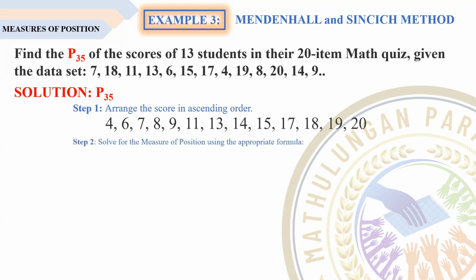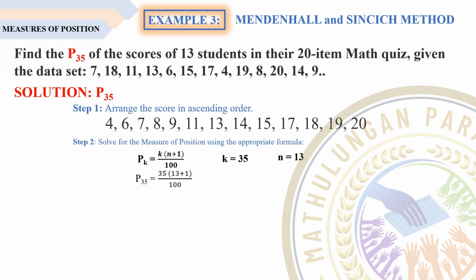Ano nga ba ang appropriate formula natin? So, since we are looking for the 35th percentile, therefore, ang gagamitin natin formula ay yung sa percentile na P sub K is equal to K times N plus 1 all over 100. Ano naman ang value ng K natin? Ang value ng K natin ay very good, 35. Bakit 35? Kasi we're looking for the 35th percentile. At ang N naman natin ay 13. Saan nakuha yung 13? Kasi meron tayong 13 data doon sa ating given problem kung bibilangin mo lahat yon.